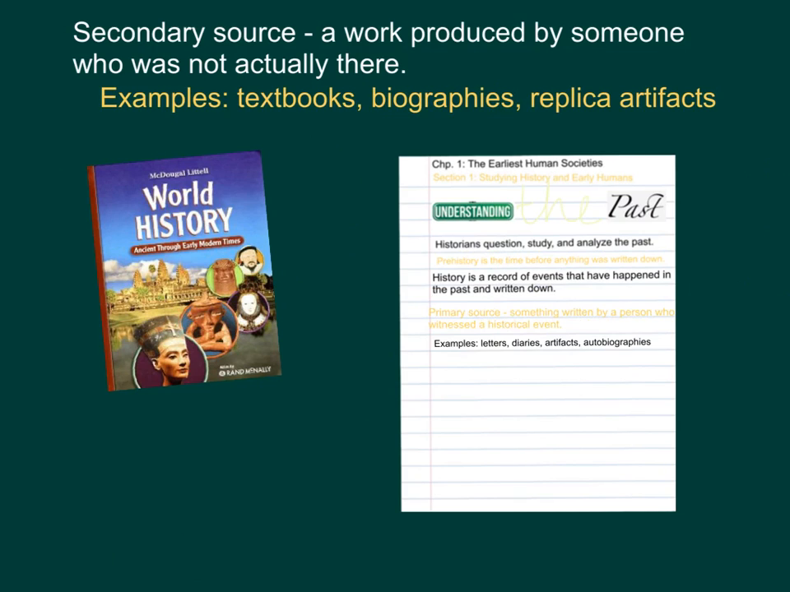The next type of source that historians use to tell us about history is a secondary source. A secondary source is a work produced by someone who was not actually there. They're getting it secondhand, if you will.